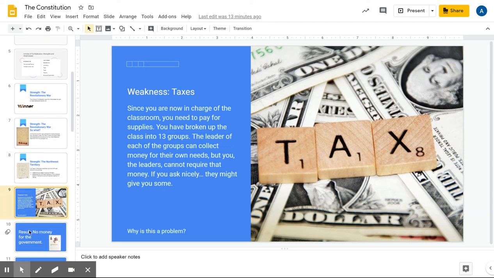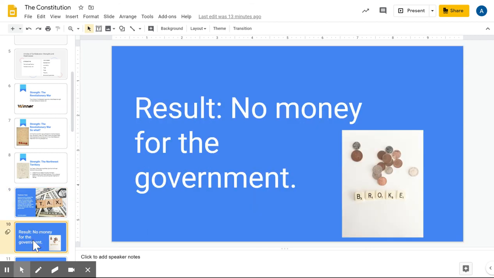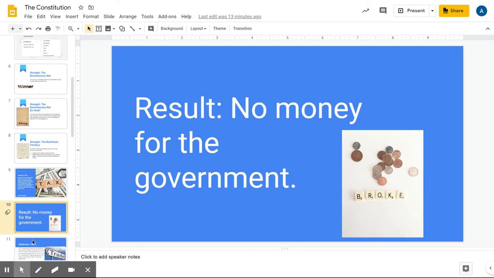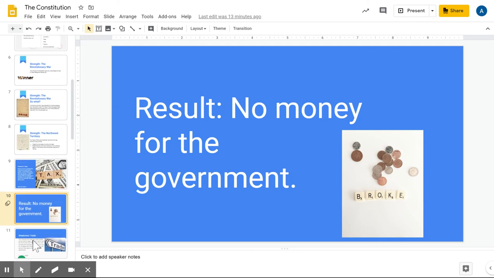Talk with someone next to you. Think about it in your head. If you thought there would be no money for the government and the government would be really broke because you have to have some kind of enforcement of that, you would be correct. So that is a huge lack in the Articles of Confederation.